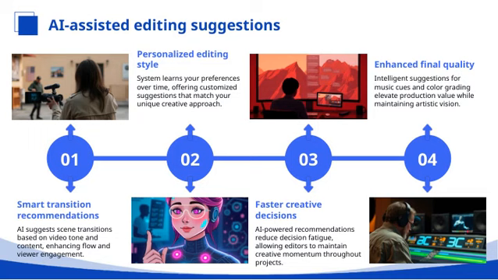Now, let's take a look at how AI-assisted editing suggestions can really transform the way we work. First, we have smart transition recommendations. AI analyzes the tone and content of your video and suggests scene transitions that make the flow much smoother, which helps keep viewers engaged. Next is personalized editing style. Over time, the system learns your preferences and offers suggestions tailored specifically to your creative approach, making the editing process more intuitive and aligned with your vision.